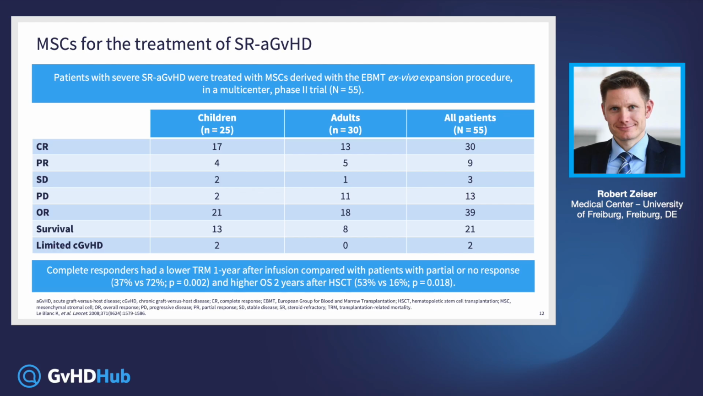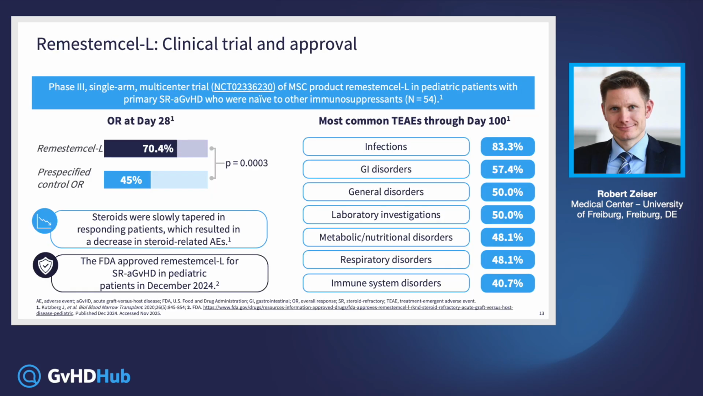And what you see is that when you look at the overall response rate, 39 out of 55 patients responded. This is a majority. And she found that there is a correlation between responders versus non-responders. This is not unexpected. Responders had a better overall survival at 2 years after transplant, with 53 versus 16%. And survival in general was poor, with only 21% of the 55 patients surviving at the time point of 2 years. This was a trial that led to approval.